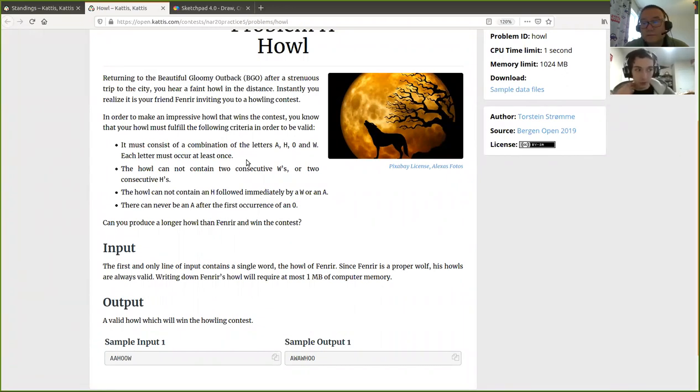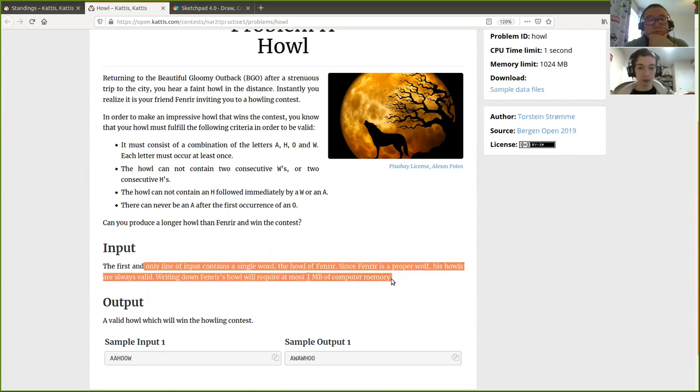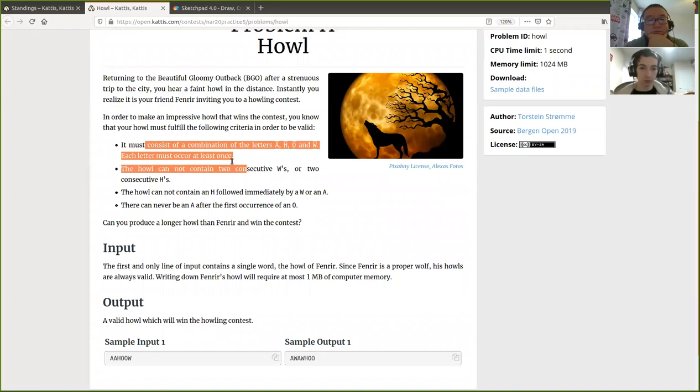There are two main solutions. One was to think about the rules and construct a howl of arbitrary length, and then output one of larger length than the input. Another solution, which is the one I did, was to realize that the input is guaranteed to be a valid howl following these rules. If I just need to make a longer one, I can look at the rules carefully and see that there's no rule preventing me from adding an O to the end. If I add an O to the end, it won't break any of the rules. So my solution was just to add the character O to the input and output that.